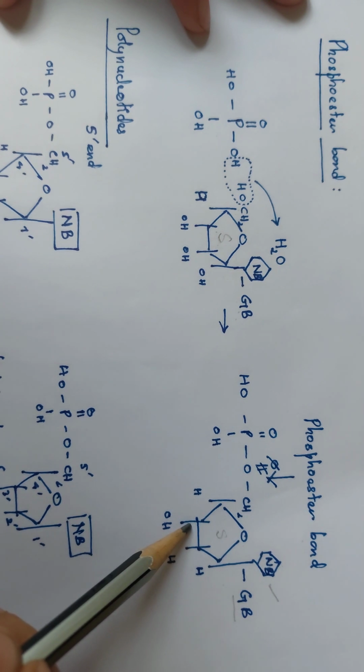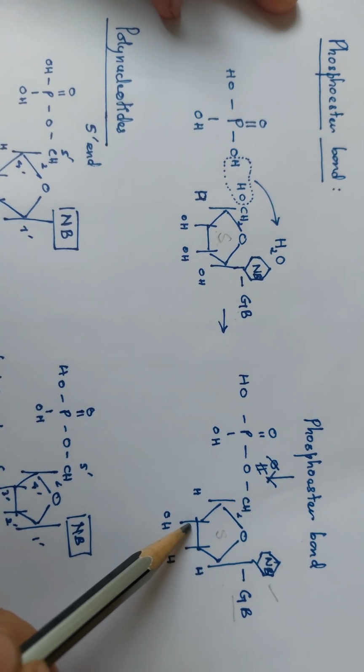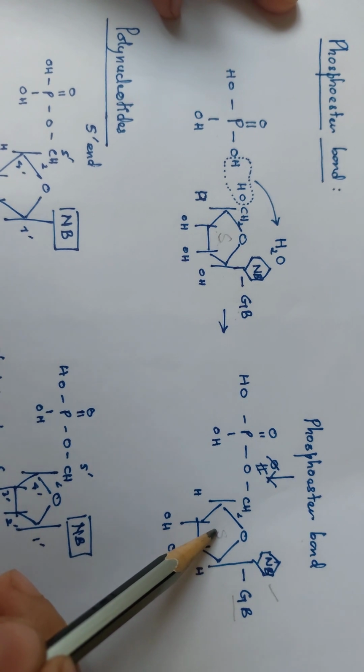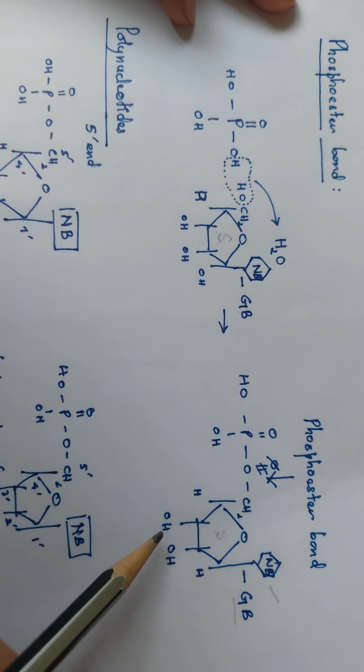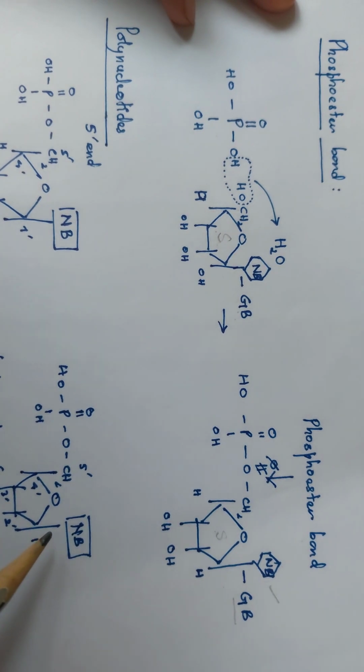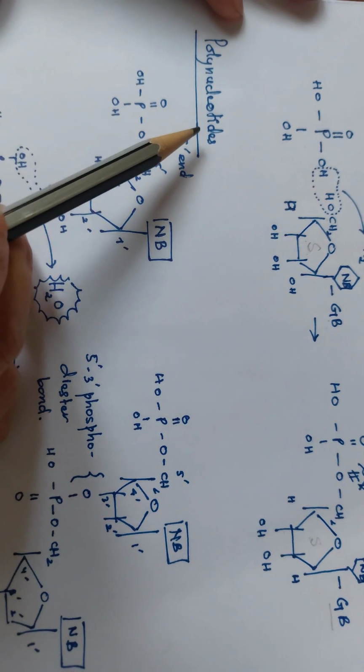But as we saw in the previous class, nucleic acids are polymers of nucleotides, means they are made up of a number of units of nucleotides. This is just a single unit of nucleotide. For a nucleic acid to be formed, a number of chains of polynucleotides has to be formed. So in this next topic we will see how polynucleotides are formed.